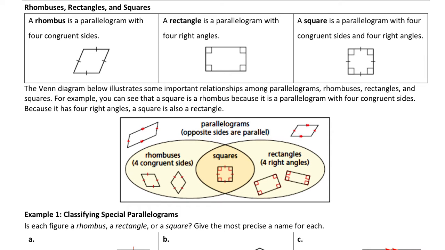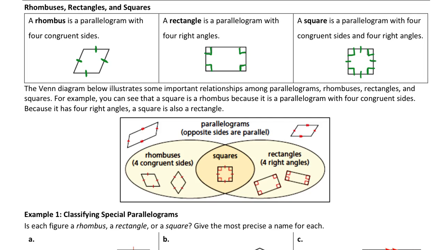The first one is a rhombus. The most basic definition of a rhombus is a parallelogram with four congruent sides. A rectangle is a parallelogram with four right angles. And a square is like a combination of a rectangle and a rhombus. It has both of those properties. It has four congruent sides, and it has four right angles.